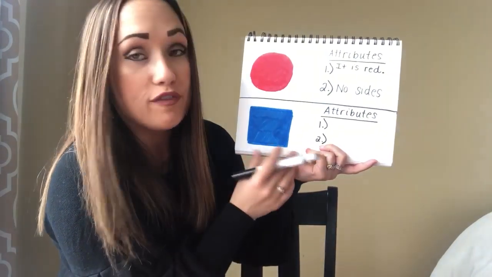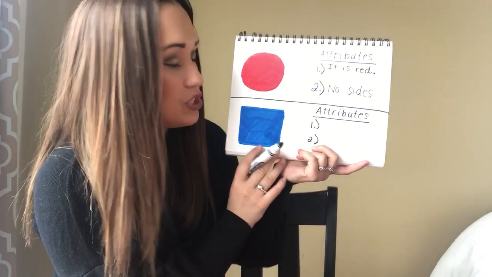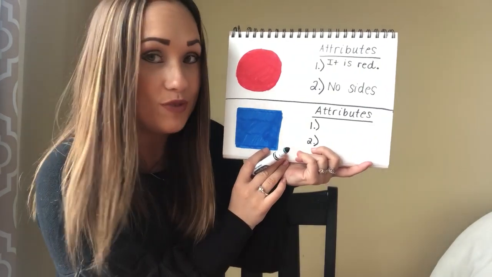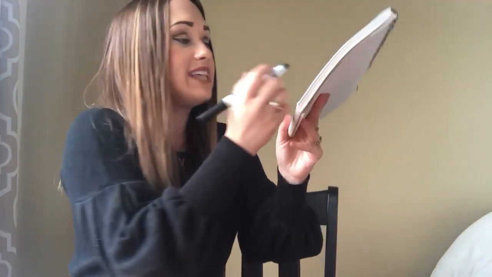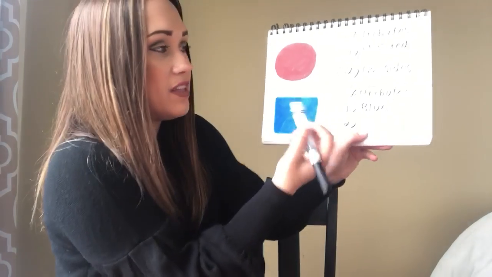And now let's look at our square. So our square, first thing we do color, right? So what color is our square? Do you know? You know. I know you guys are all smart cookies, right? It is blue. Blue. And then the second attribute we can do is talk about the sides.